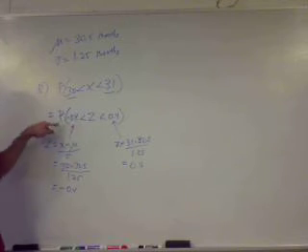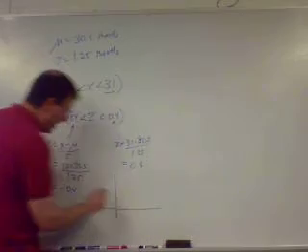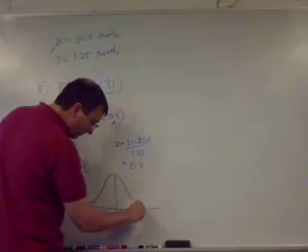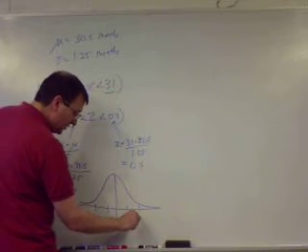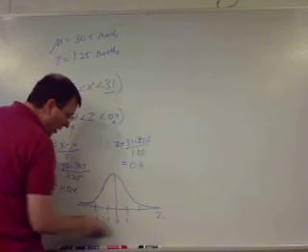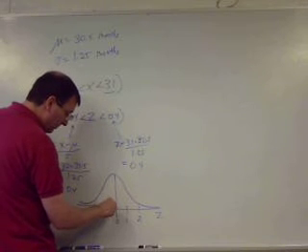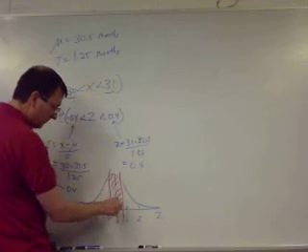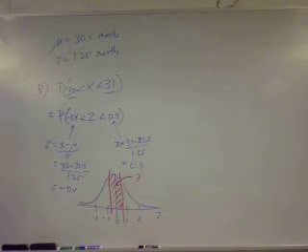Now, how do I find this answer? Well, this comes from table 2. Now that we have our limits in z, we have our standard normal curve, where the mean is 0 and sigma is 1, and this is z. And what I want is the area under the curve between z equals negative 0.4 and z equals positive 0.4. What is that area? Well, that's going to come from table 2.